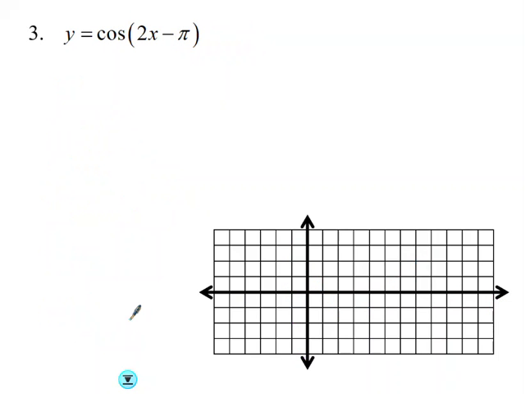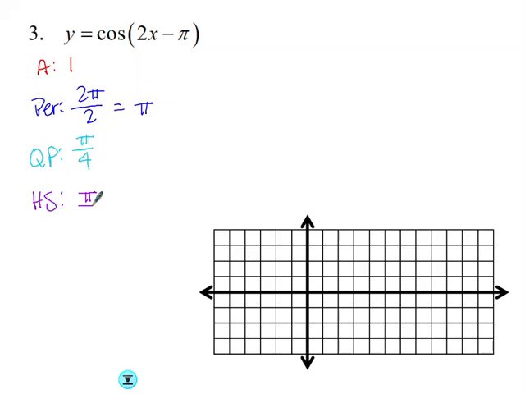Next, we have y equals cosine of 2x minus pi. The amplitude is still 1. The period is 2 pi divided by b, which is 2. So our period is pi. The quarter period is the period divided by 4, so pi over 4. The horizontal shift is c over b, so pi over 2. We're going to shift to the right. And our vertical shift is still 0. So our starting point is pi over 2, 0.